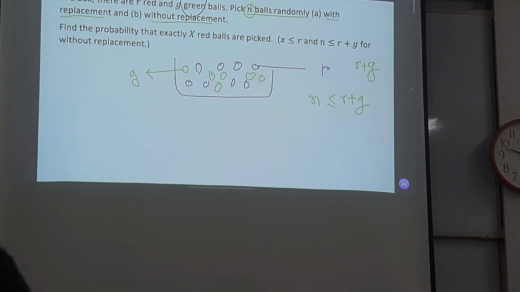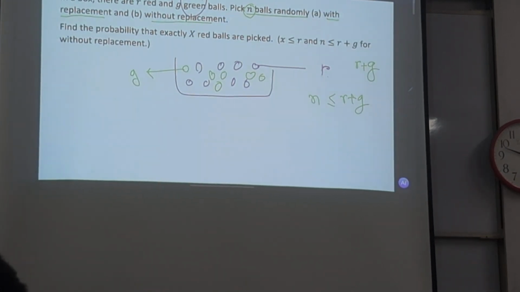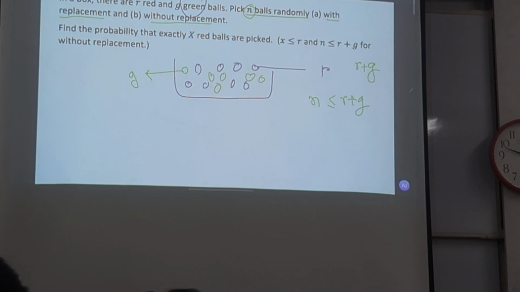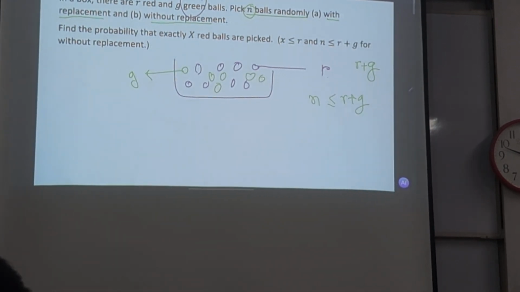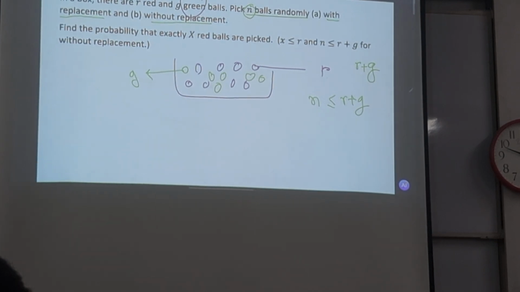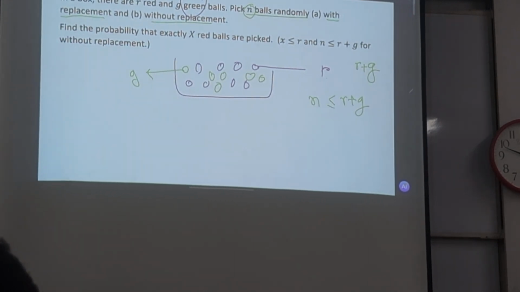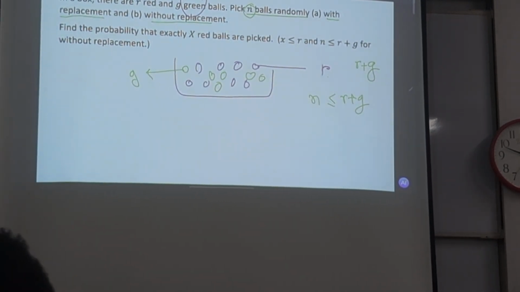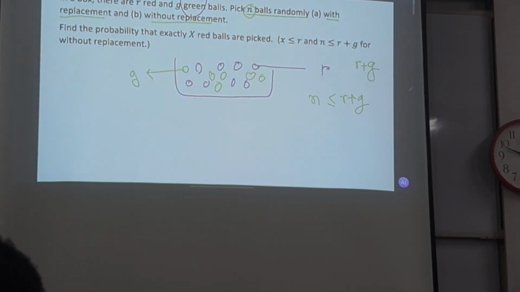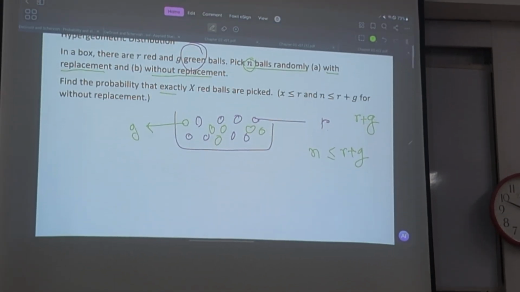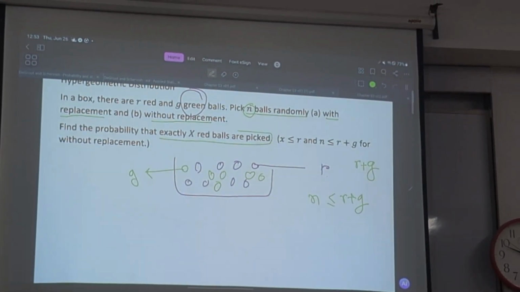Since there are R plus G balls, you can pick the balls at least N times if you go for without replacement. But if you go for replacement, there is no problem. You can pick the balls as many times as you want. Also, you cannot pick more than R red balls if you go for without replacement, since there are at most R red balls in the box. So, the question is: find the probability that exactly X red balls are picked.